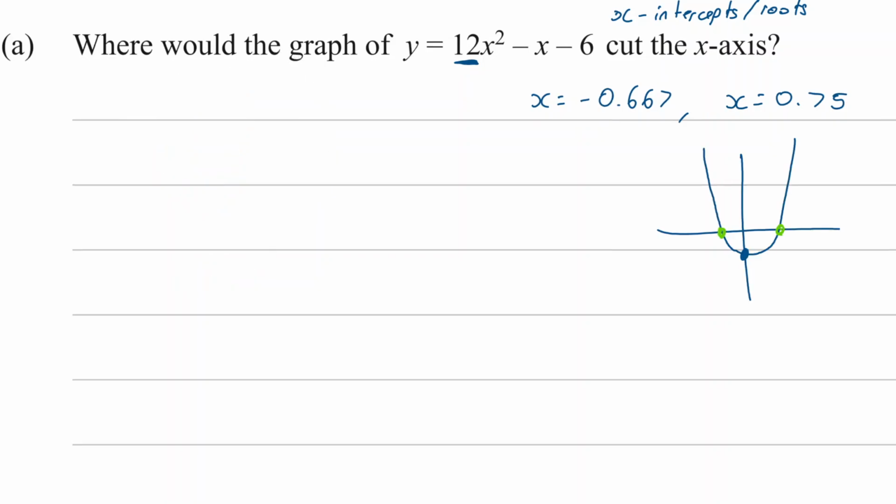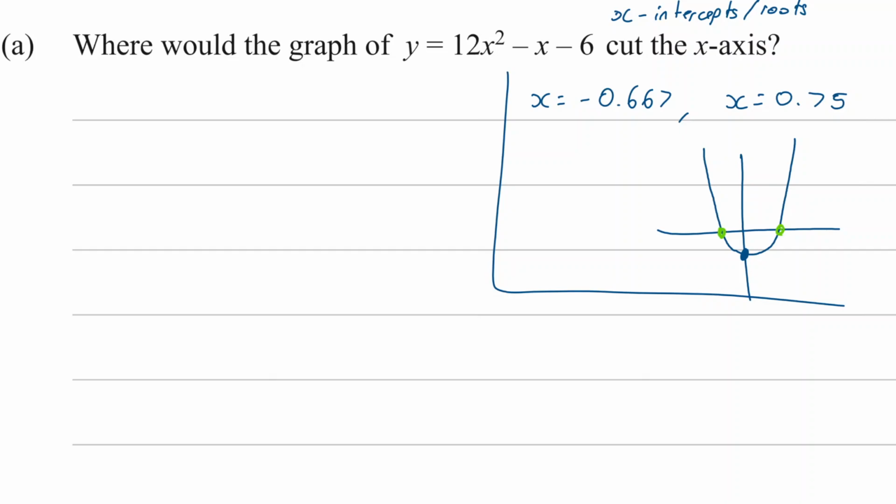But before we even did it algebraically, it's good to have an idea of what the graph would look like, so we knew we were expecting one negative and one positive solution. And by graphing it, we can confirm our solution as well. But let's do it algebraically.